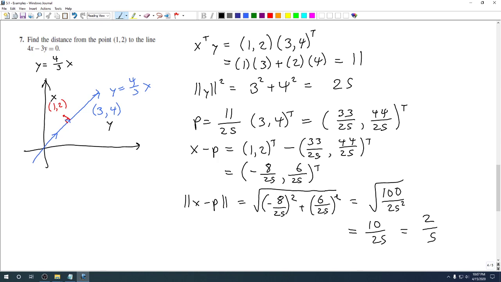But here, using these projections, we were able to find that distance with not too much trouble. It'd been a lot more trouble if we actually had to go in and do all the geometry ourselves. But this is pretty straightforward. We find that projection, we find out what the actual orthogonal part is, and then we find the length of that.